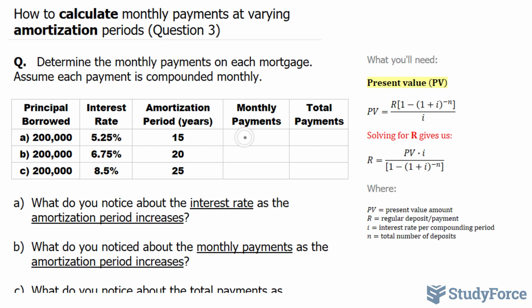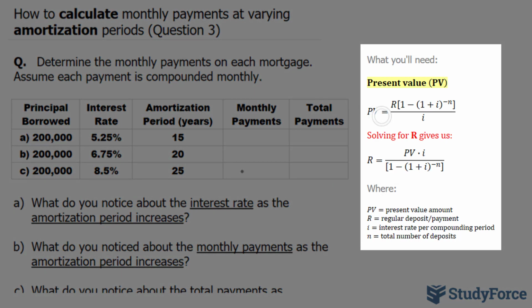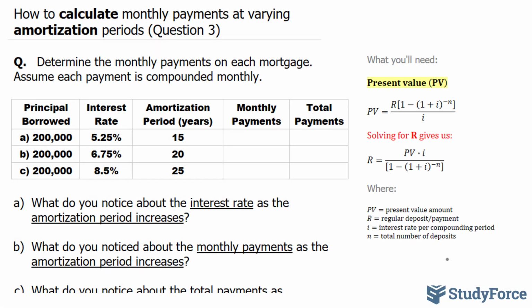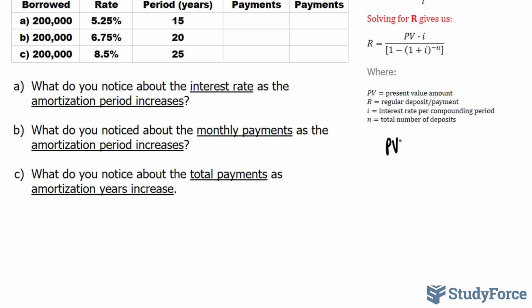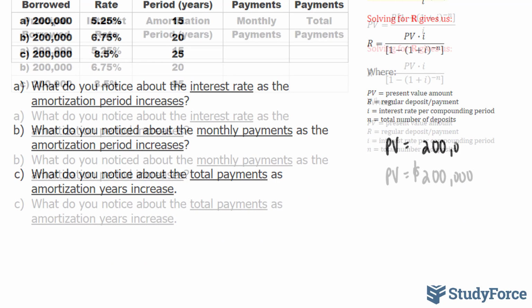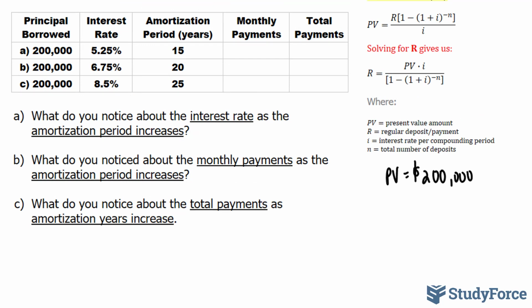So this time they want us to fill out this part of the table. To do this, we'll need to use the present value formula. And the present value formula is shown to your right, and the letters for this formula are defined below. The principal borrowed will represent our PV, and that's not going to change for all three of these plans. So let's write that down. PV is equal to $200,000. What we are looking for here is the monthly payments. So essentially we're looking for R, and luckily for us, I do have a version of this formula where R is already isolated. So I'll be using this.